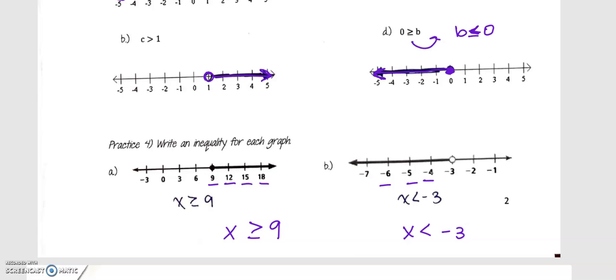Okay, so guys, intro into inequalities, that's our first section. Great job.